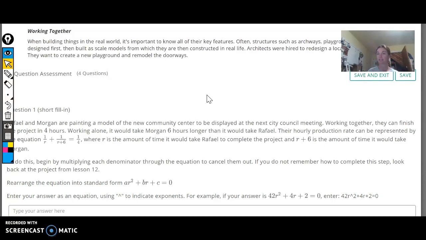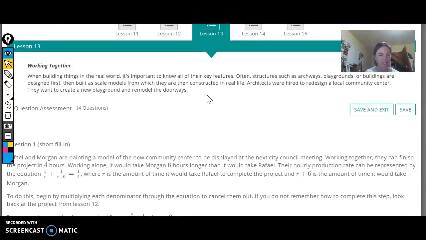So remember, this is the hourly production rate. If it takes them 4 hours together, then hourly would be 1/4. And Morgan takes 6 hours longer than Raphael, which is where we get that r plus 6. Okay. To do this, let's see. So what we need to do, let's see.